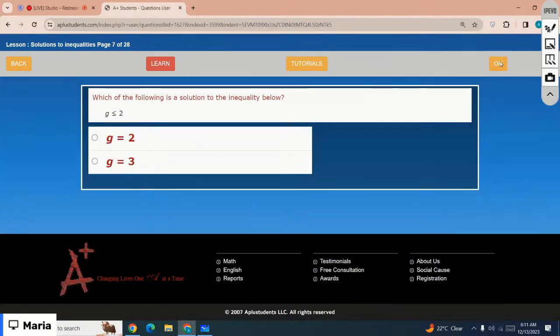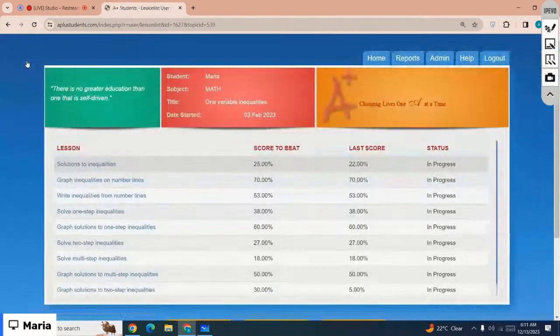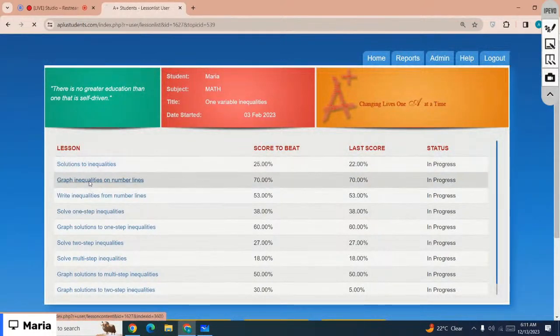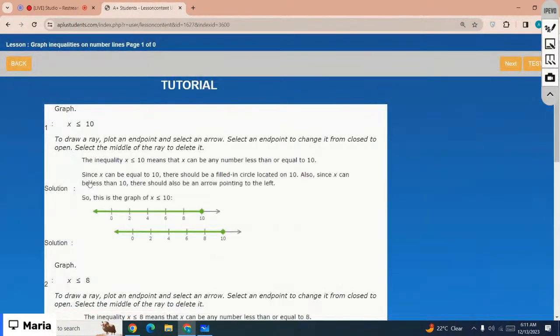Okay, you can complete the lesson by yourself later today. Let's just move on to the next lesson. And the next lesson is graph inequalities on number lines.